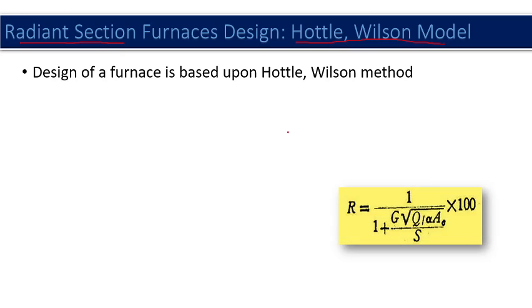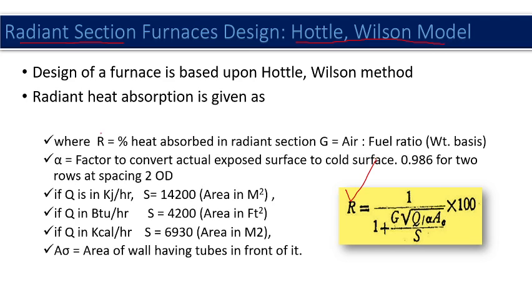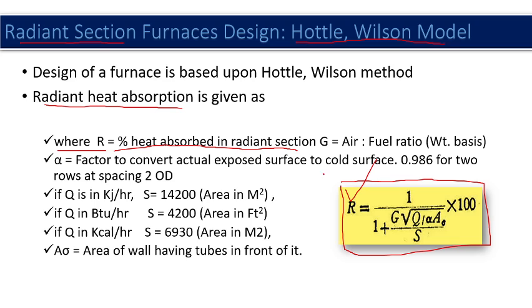That equation you can use to find some important aspects of the radiant section, and that is basically R. And what is R? This is the radiant heat absorption, and it can be calculated with the help of this equation. In this one there are different parameters, so let us take them one by one. R is the percentage of heat absorbed in the radiant section. This is the first one that we want to calculate. We have to find it out. It is given as a percentage value.